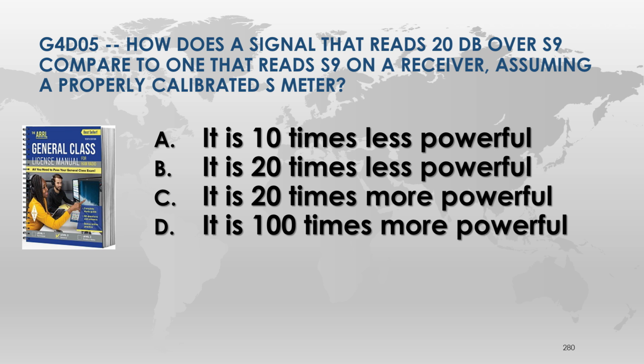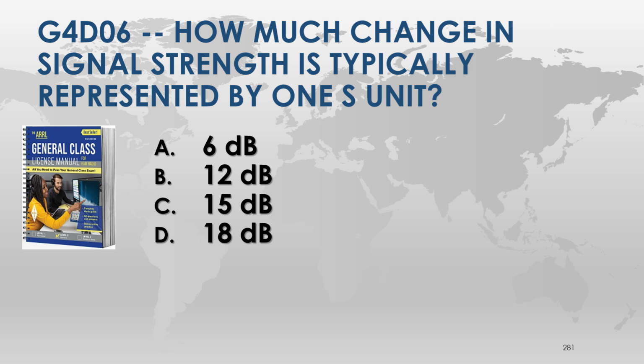Delta. 100 times. What was the math on that? It was 100 times, but I wanted to know your math. How you got there? I memorized it. That's my default answer. No, actually, I read that. Okay, how much change in signal strength is typically represented by 1 S unit? Alpha. Yep. 1 S unit is 6 decibels.